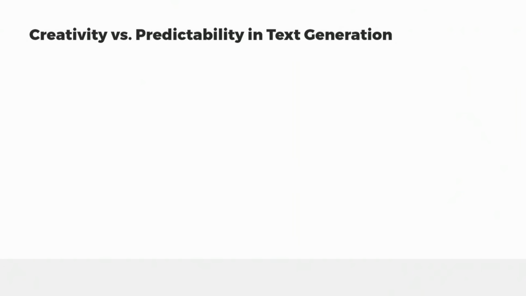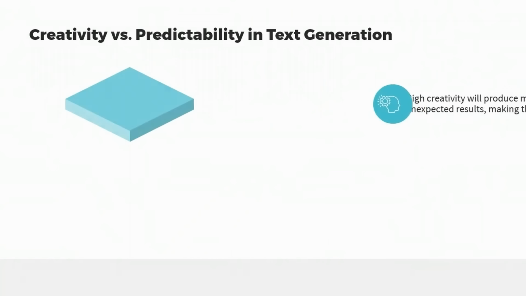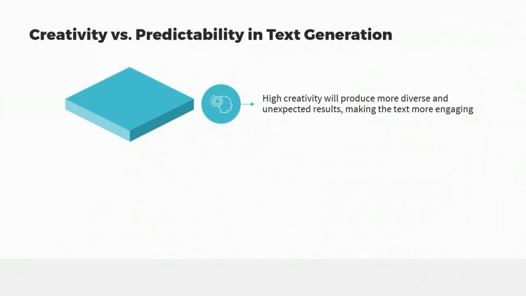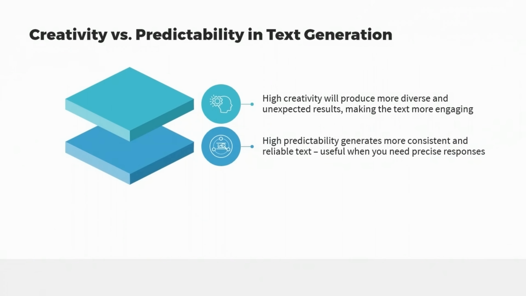So there is a trade-off that you have to make when working with language models: creativity versus predictability. High creativity will produce more diverse and unexpected results, making the text more interesting and engaging to read. On the other side, if you tweak your model to produce more predictable and deterministic responses, your responses will be more consistent and will contain more reliable text. Very useful when you need precise answers to your questions.